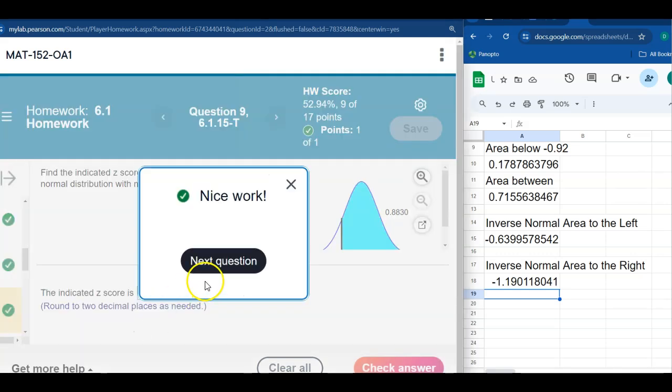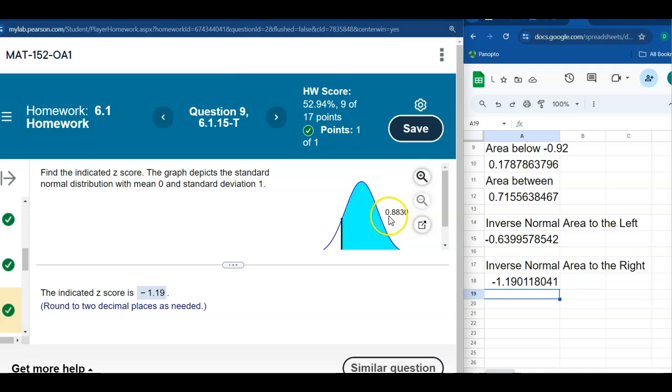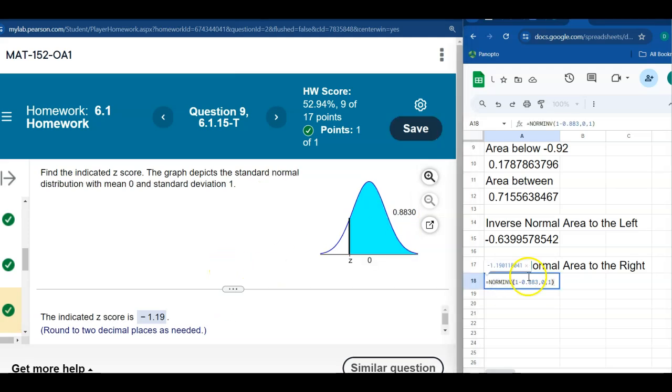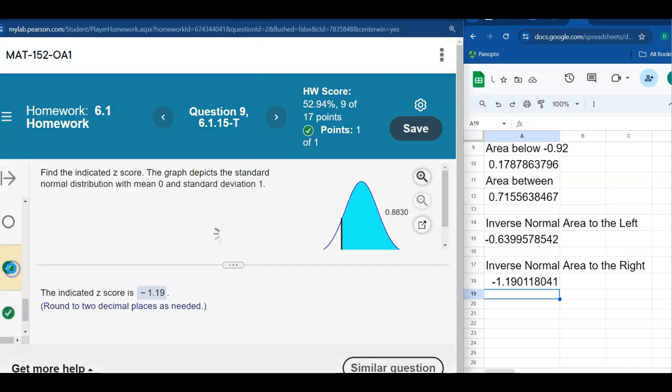All right, so if the area that they give me is to the right, I have to make that adjustment by subtracting that area from 1 in that first position before I enter the mean and the standard deviation. All right, you could also subtract this ahead of time, but I do just the 1 minus in that first position and let Google Sheets subtract that for me. All right, let's jump down to one like this.